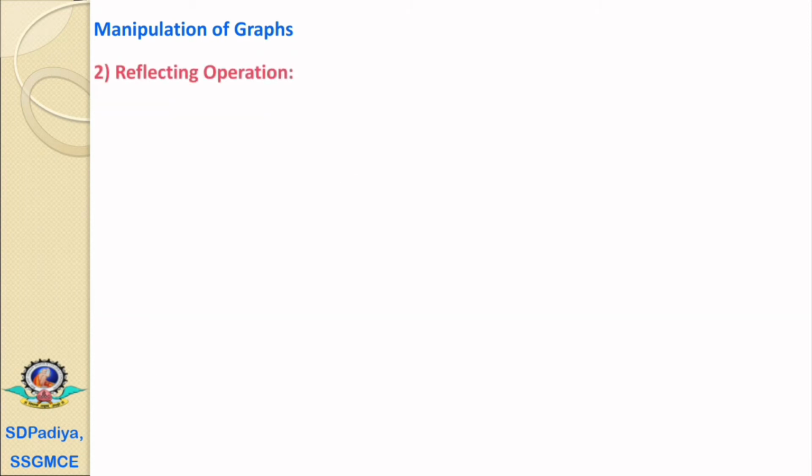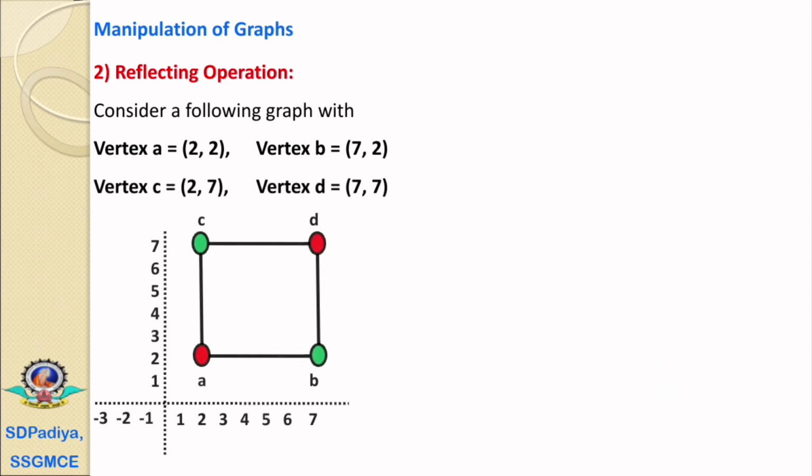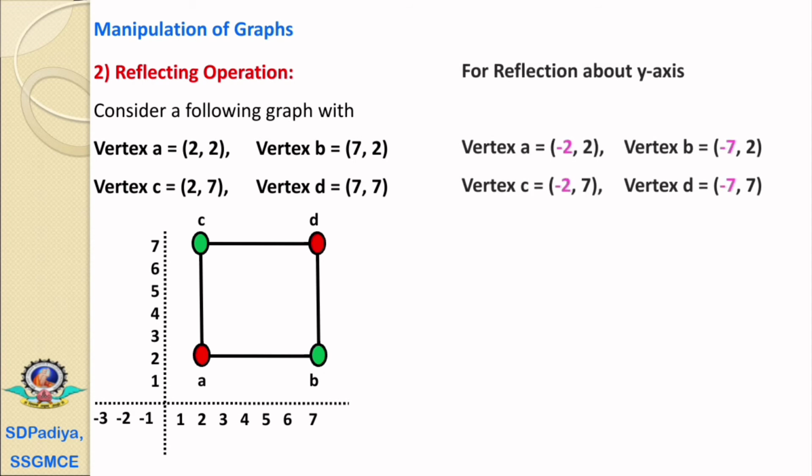Now, next we'll see the reflection of a graph about the y-axis. Again, we'll consider a graph with the four vertices, vertex A, B, C, D. Now, we'll see the reflection about the y-axis. If we have to perform the reflection of a graph about the y-axis, then we have to change their x coordinates.